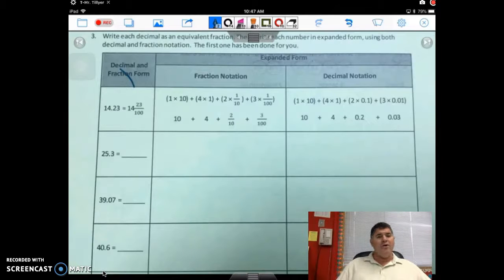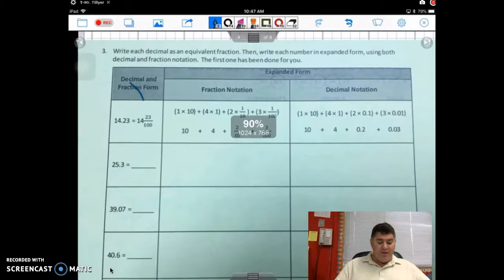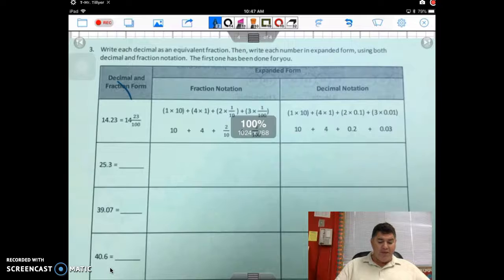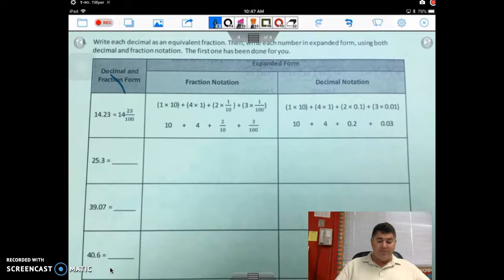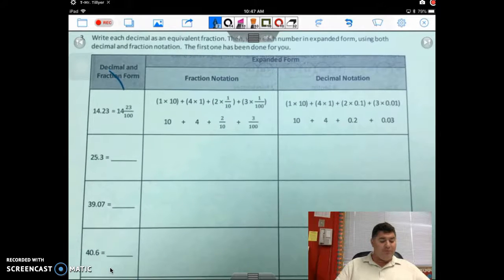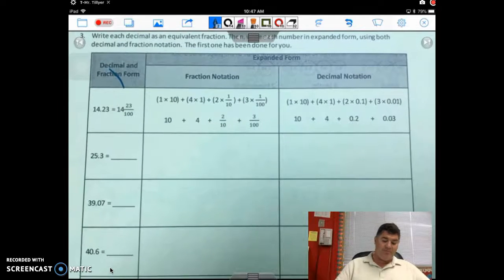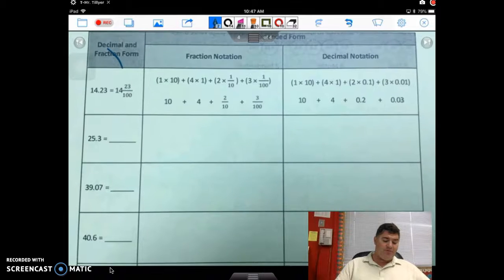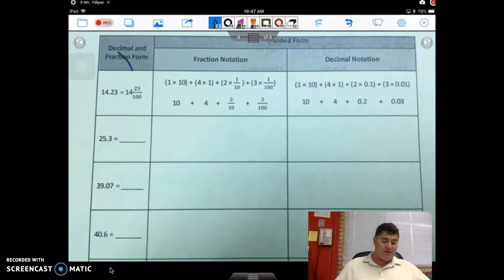All right, and let's go on to this question number 3. Write each decimal as an equivalent fraction. Then write each number in expanded form using both decimal and fraction notation. All right, so the first one's been done for us. So let's go ahead and do the second one.